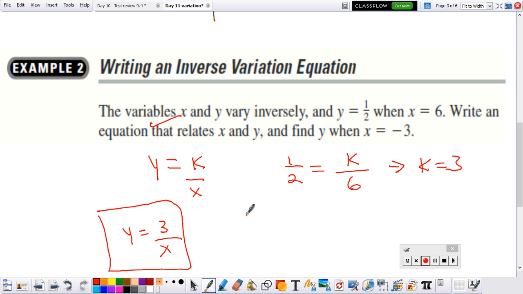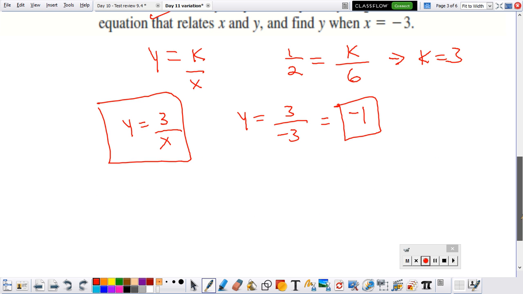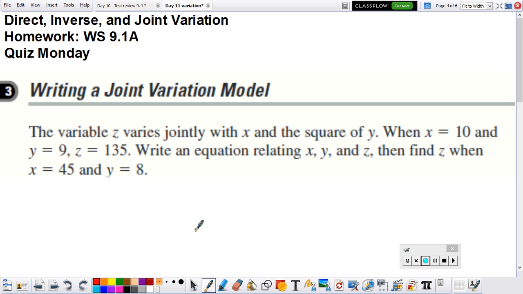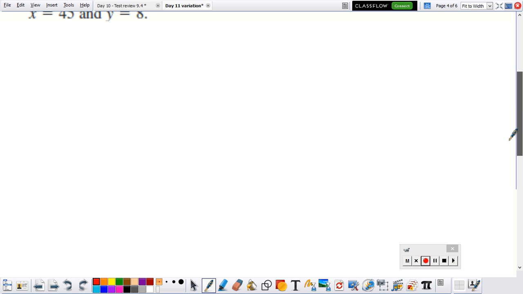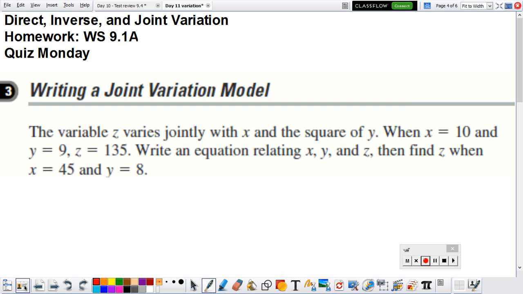All right, I really have no idea how many more. Just one more, I think. Let's see. Homework answers? Yep. Okay, we're going to do one more. Z varies jointly with x and the square of y. So I'll start off with z equals k times x times y squared. When x is 10 and y is 9, z was 135, so 135 equals k times 10 times 9 squared. So this is going to be 135 equals 9 squared is 81 times 10.